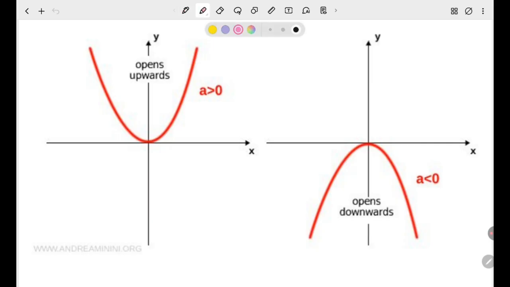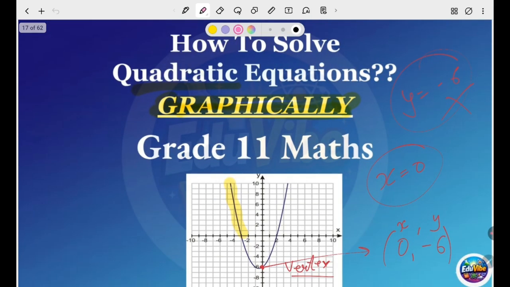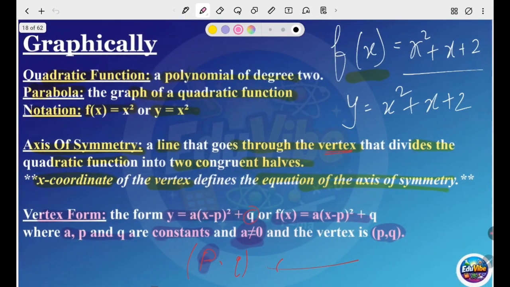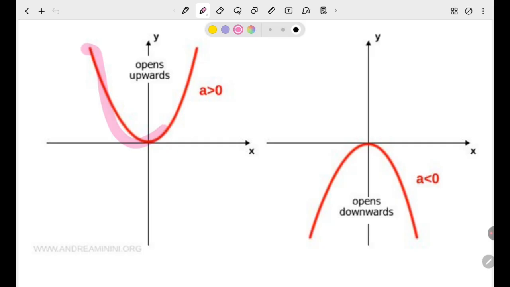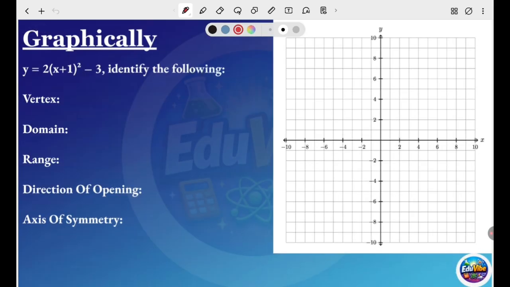Here we have two types of parabola. This graph opens upwards. When the graph looks like this, it opens upwards, which means a is greater than 0. When the parabola opens downwards, a is less than 0. We have a question for this.